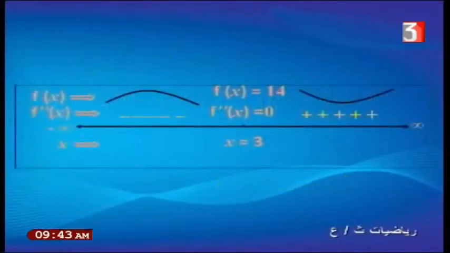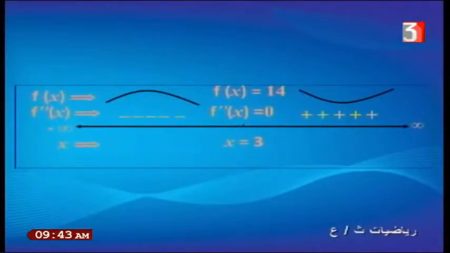Now we have two intervals. From negative infinity to 3, f''(x) is negative and the curve of the function is convex upwards. And the other interval, 3 open to infinity open, f''(x) equals positive values, then the curve of the function is convex downwards.